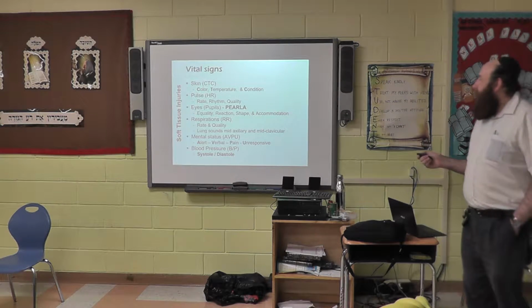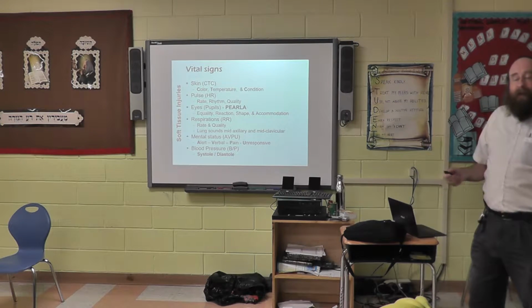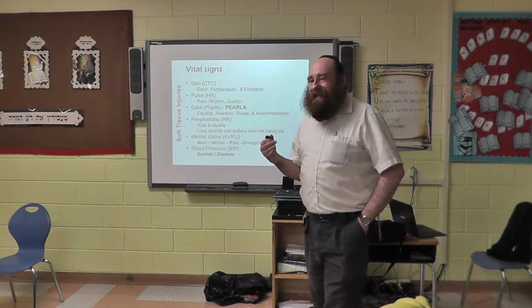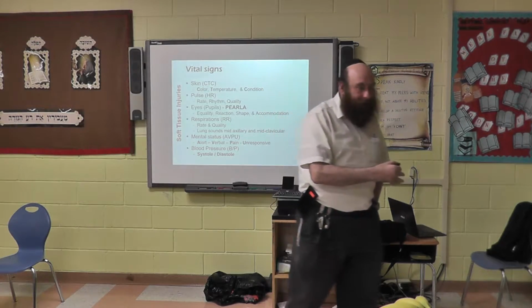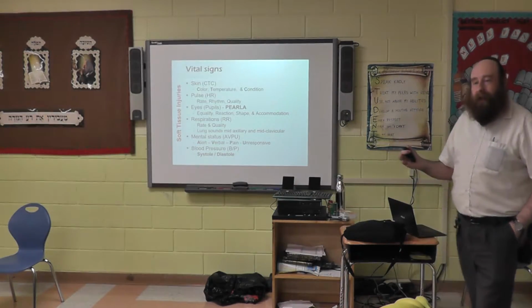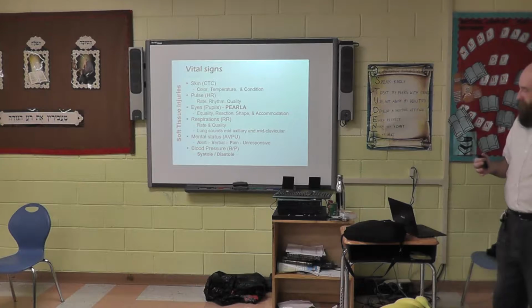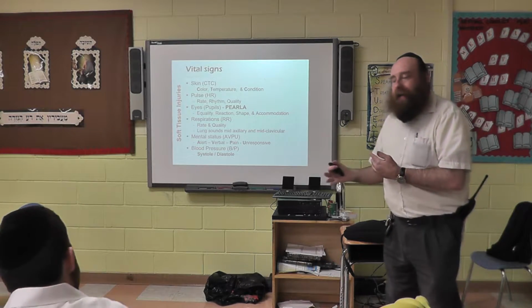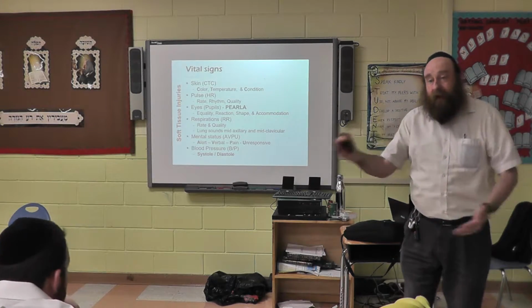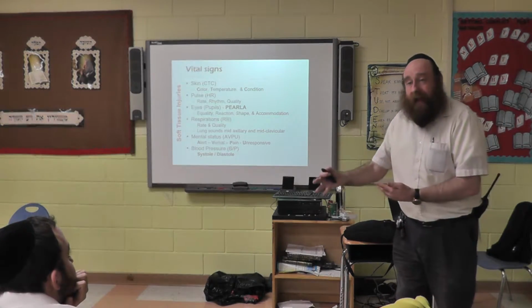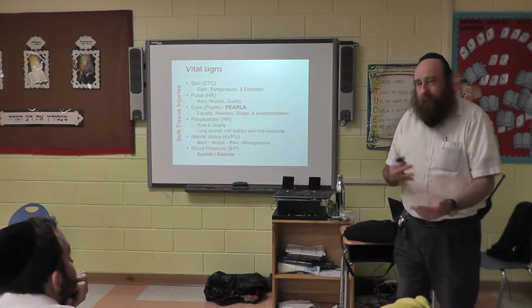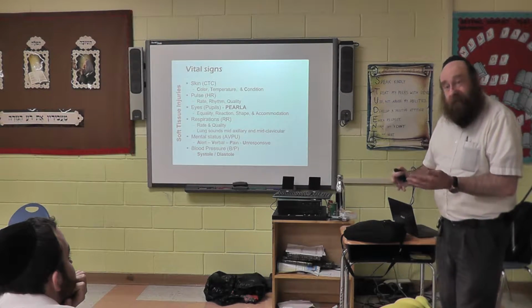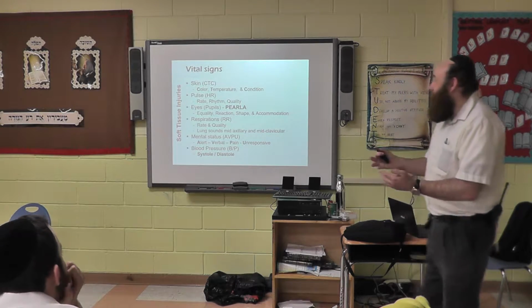Vital signs, we've done this, right? Skin, CTC, familiar with that? Color, temperature, condition. Three things we look at. When I described the skin in shock, I said cool, pale, and diaphoretic, or cool, pale, and clammy. That was CTC. It doesn't have to be in that order.